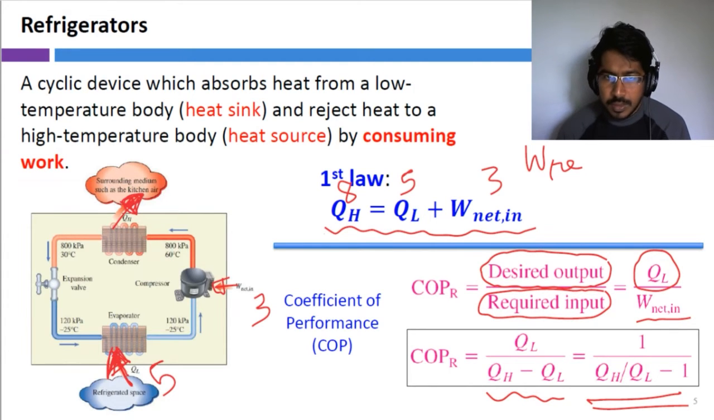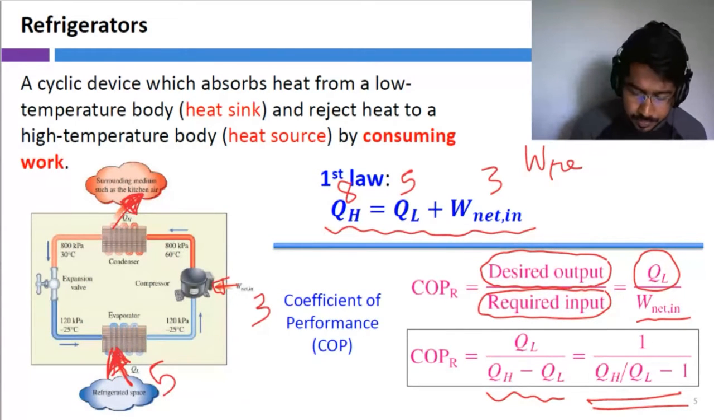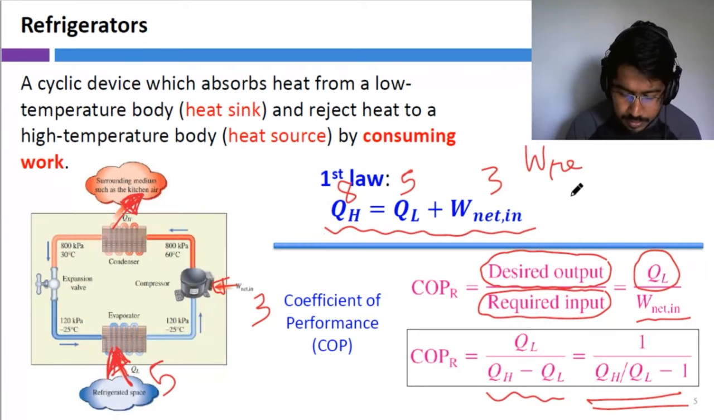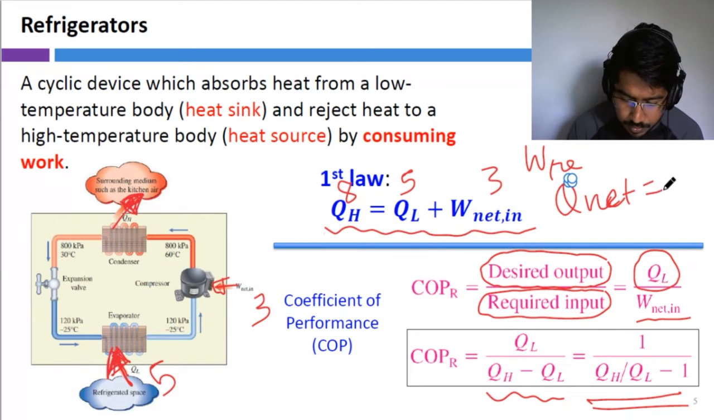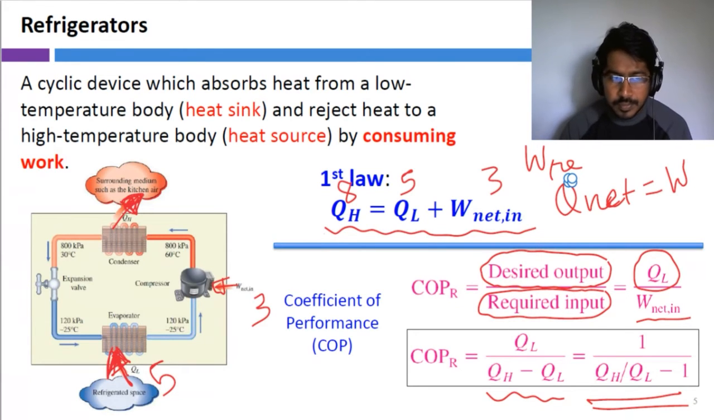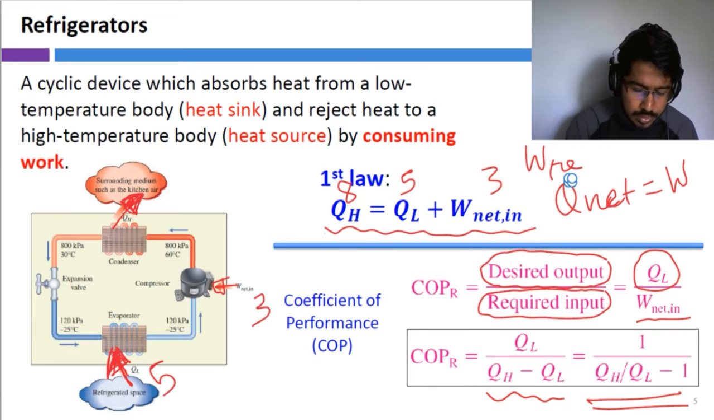Yeah. So let's try to write this like this. Ideally, Q net is equal to W, right? Let's say that. So what is the amount of heat rejected to this thing? That is what we are going to find.